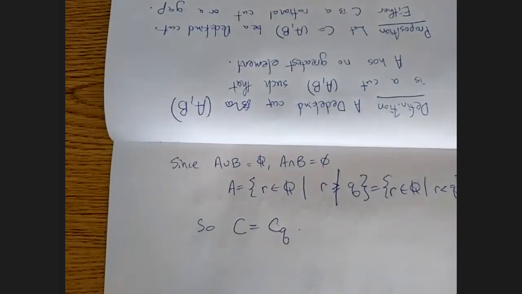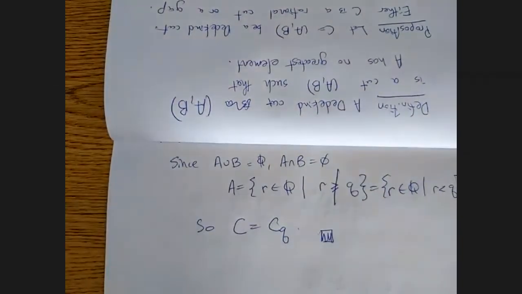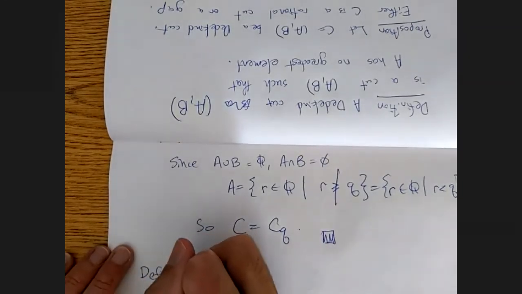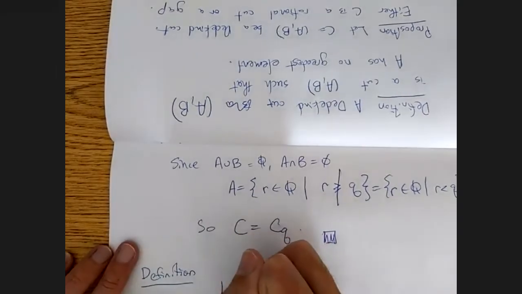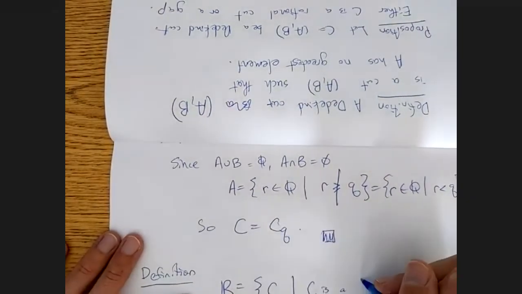Okay, so we've shown that every Dedekind cut is either a rational cut or a gap. That's what we wanted. Okay, and now we define the set of real numbers to be the set of cuts C such that C is a Dedekind cut.